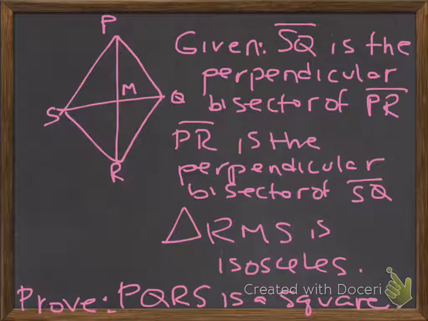The next one, we're going to do a proof. So it gives us that SQ is the perpendicular bisector of PR, making these perpendicular. PR is the perpendicular bisector of SQ, which basically just does, again, what I showed you. And then RMS is isosceles, so that makes these two sides equal. We need to prove that the entire figure PQRS is a square. So we're going to start with the givens.